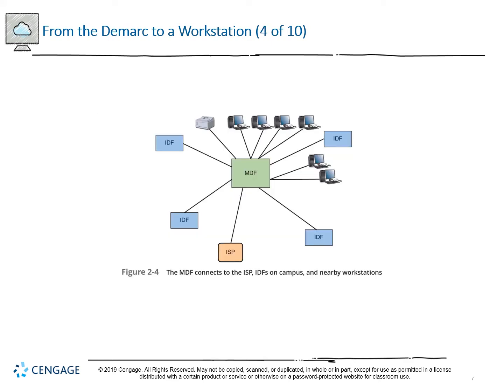So here we have an example of an MDF that distributes information from an ISP to IDFs on campus, as well as direct workstation connections. So an MDF doesn't have to pass directly to an IDF in order to support an end user.